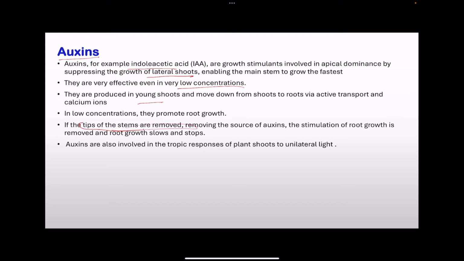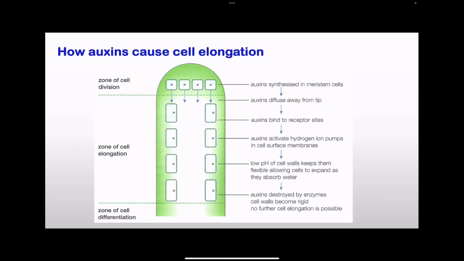If the tip of a stem is removed, root growth could slow down or it could stop. Auxins are involved in tropic responses, like in response to unilateral light. We're going to talk about that later. So let's see how auxins cause cell elongation. You remember we talked about the region of cell division, cell elongation, and then cell maturation.